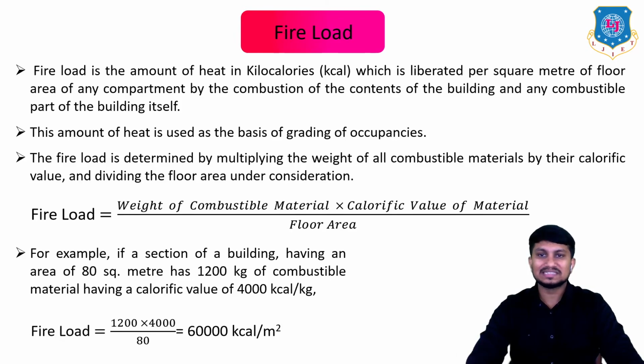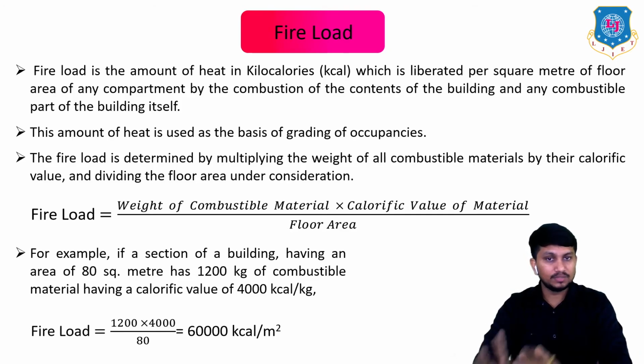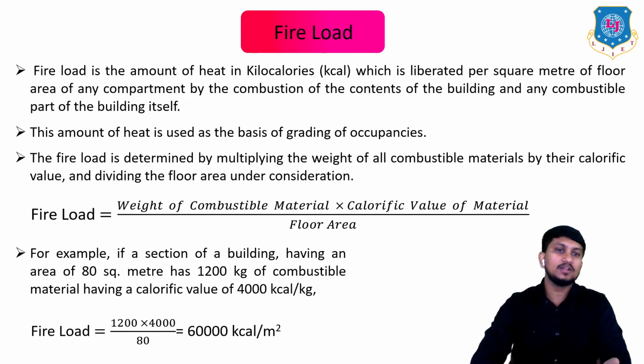The fire load is determined by multiplying the weight of all combustible materials by their calorific value and dividing by the floor area under consideration. So in this way, you can calculate the fire load by multiplying the weight of combustible material by the calorific value of the material and dividing it by the floor area where this type of material is there.